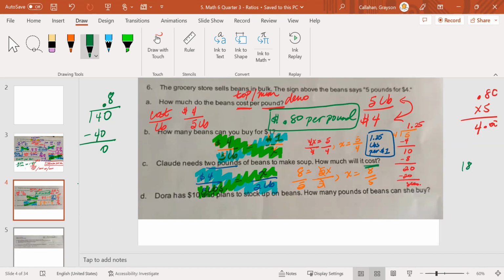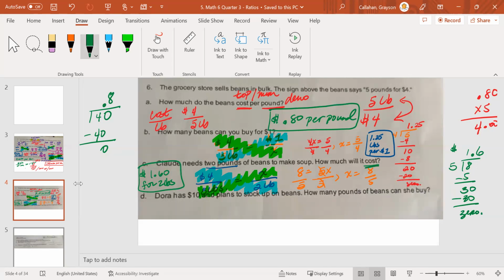So you do 8 on the inside, 5 on the outside. 5 times 1 is 5. You get a 3. 5 doesn't go into 3, so you put a dot and a 0. 5 times 6 is 30. And if you subtract it, you have a remainder of 0. So how much is it going to cost for 2 pounds? $1.60 for 2 pounds of beans. Okay.